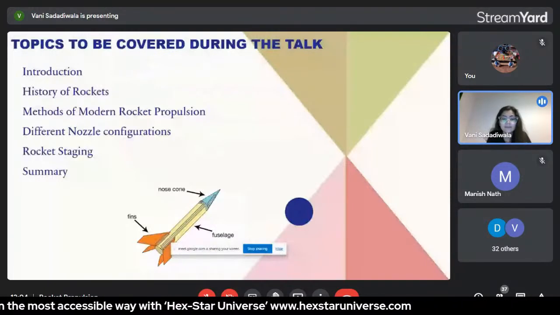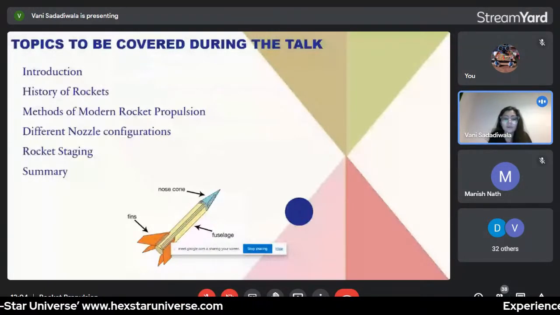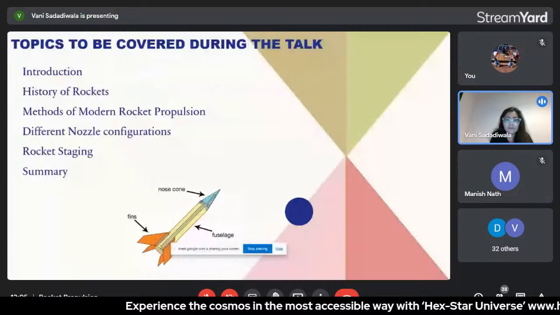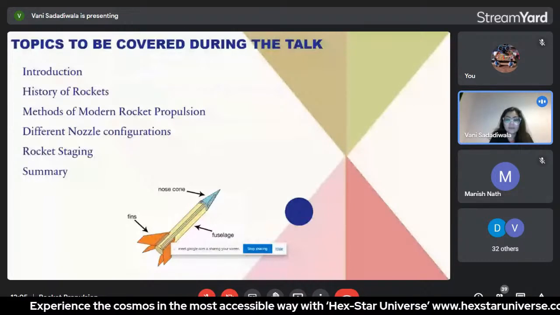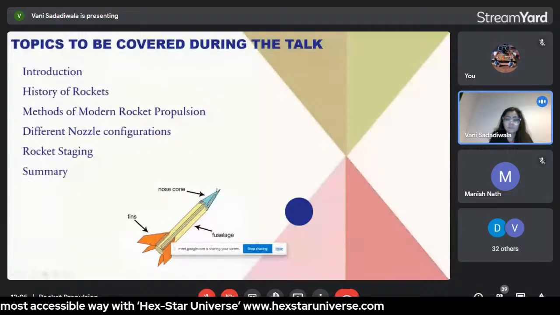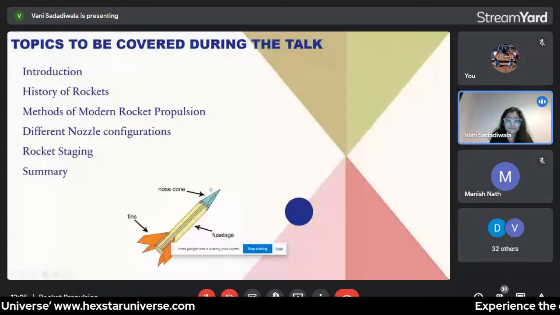As you can see in this photograph, there are three major components of a rocket: the nose cone, fuselage, and fins. The foremost cylindrical part is the fuselage, which is the main body of the rocket. The tip is the nose cone, and the following part is the fins.